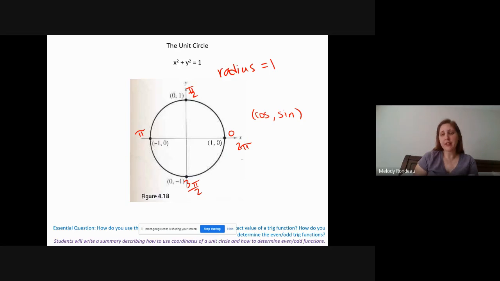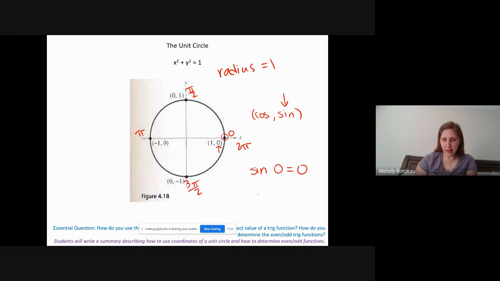If I wanted to know what is the sine of 0, I'll show you how, and then I'll ask you a different one. So I go to 0. The ordered pair at 0 is (1, 0). And the sine, I know, represents a y value. So for the sine of 0, I literally look at the y value for that ordered pair, and that's my answer. So sine of 0 is 0.